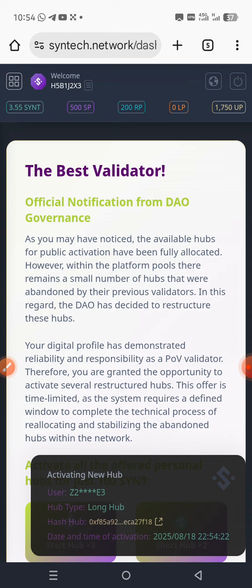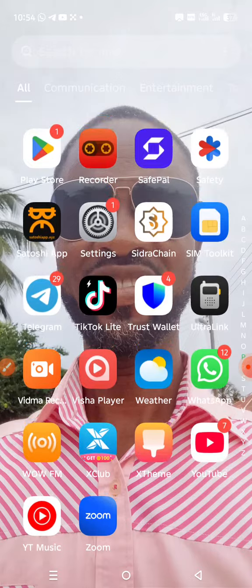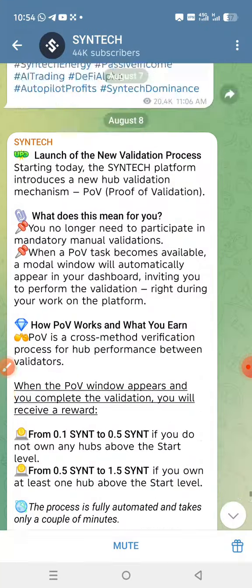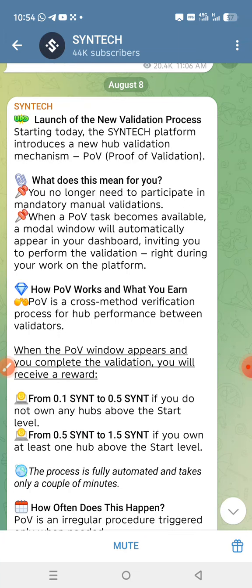Guys, I want to take this from their Telegram page. If you can remember, I don't want it to be like I'm forging something. Now, on the 8th of August 2025, these guys made this post. Let us dive into it and really understand what it means. Now, they say launch of new validation process. Starting today, the Syntech platform introduces a new validation mechanism, what we call proof of validation.